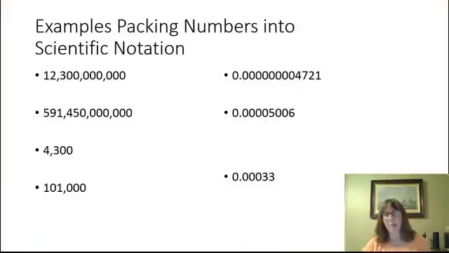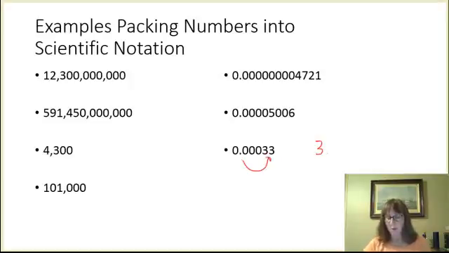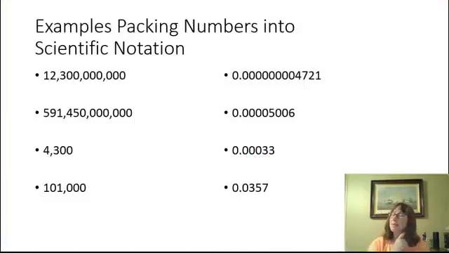Okay, last one together. Looks like we've got a decimal right here. When I move it over, my coefficient is going to be 3.3 times 10 raised to the negative power, since we're moving it to the right. And how many places? 1, 2, 3, 4. Negative 4. Not bad. Okay, so here's your chance. This will actually be for in class or in lecture credit. So take this number and pack it up into scientific notation.